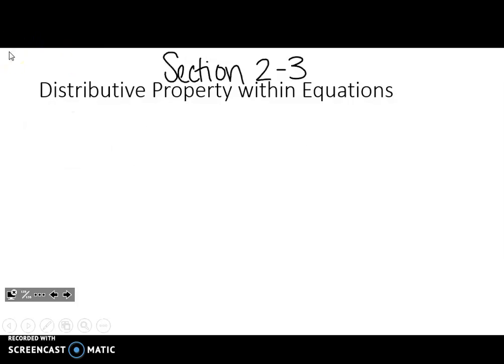Okay, go ahead and get your notes titled and dated. So we're going to be working with distributive property. This first part of distributive property should be a review for you from last year in 7th grade. So I'm just going to start off with reviewing basic distributive property problems.